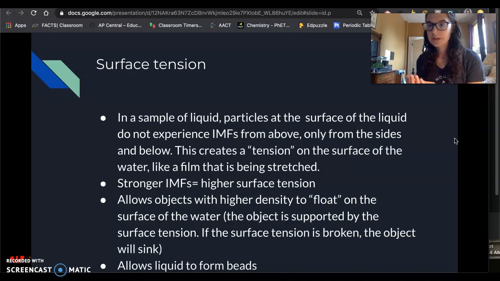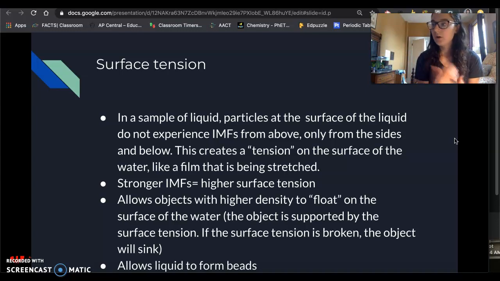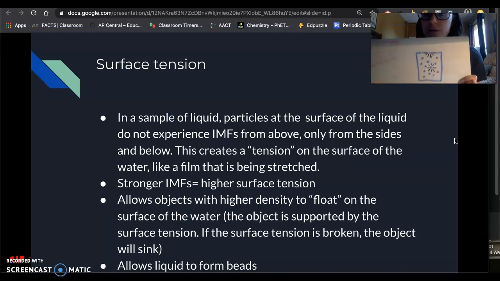So surface tension is a quality some liquids experience, but not all do. One that does, that's really important, is water. So surface tension is why those little water skiing bugs can float on the top of water, or why you can float a paperclip on top of water, even though you can easily drop a paperclip in water and it will sink. So in a sample of liquid, there are particles on the surface of the liquid that do not have any attractive forces from other liquid particles above it.